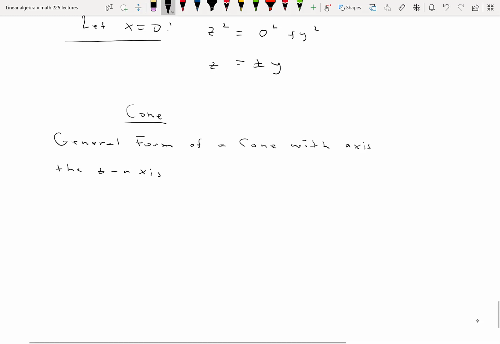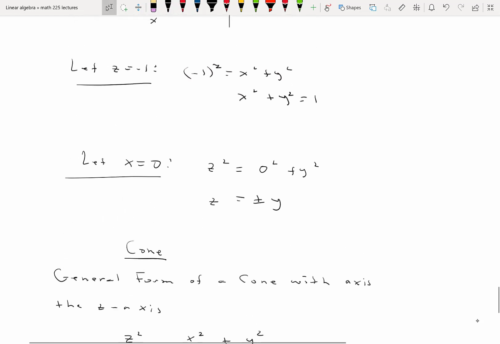It's going to look like what we just started off with, z squared equals x squared plus y squared, but that's not the general one, that's a specific one. The general one is z squared over c squared equals x squared over a squared plus y squared over b squared. Okay, and this is called a cone.